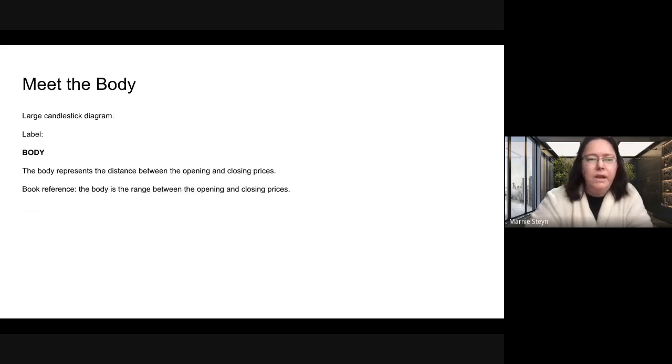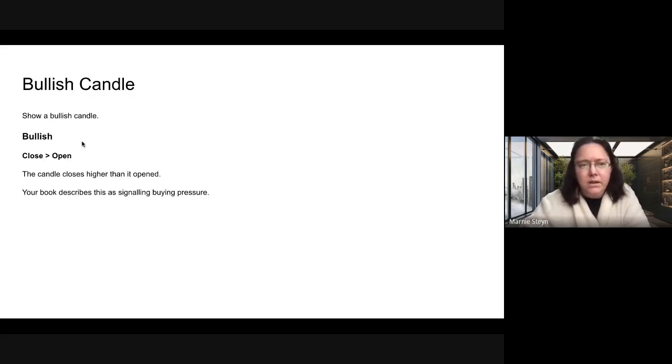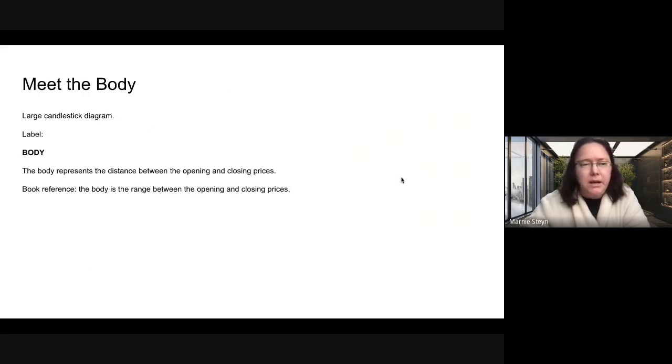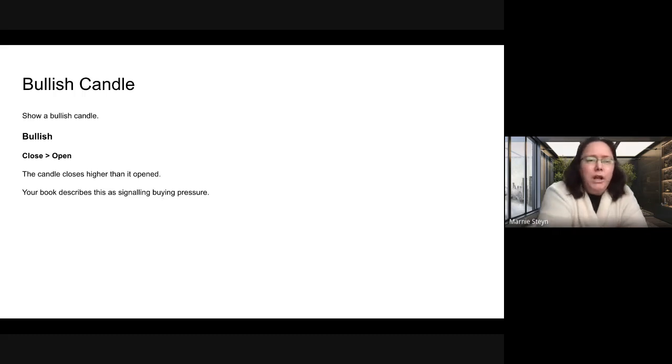Tonight we're going to be speaking a lot more about the body and the wicks. Remember your body, going back here, let me just have a look. You can see this is the body and those are the wicks. We're going to be speaking about that a lot more, and if you want, you can go to the book reference and have a read up on that, guys.